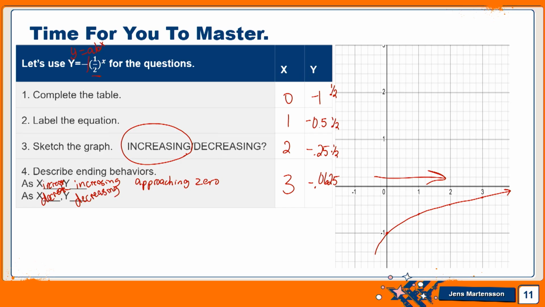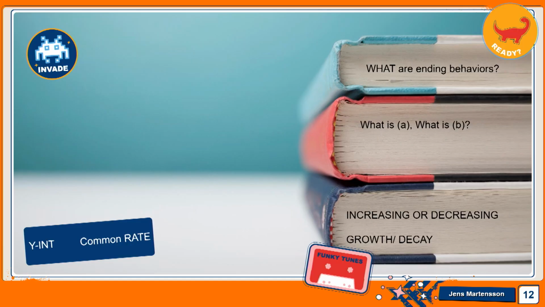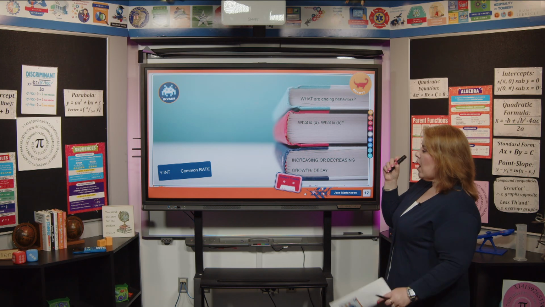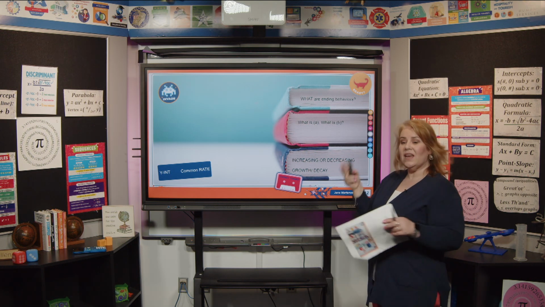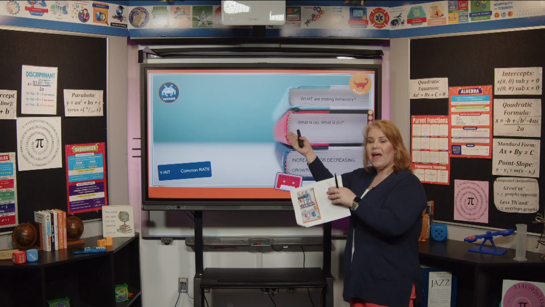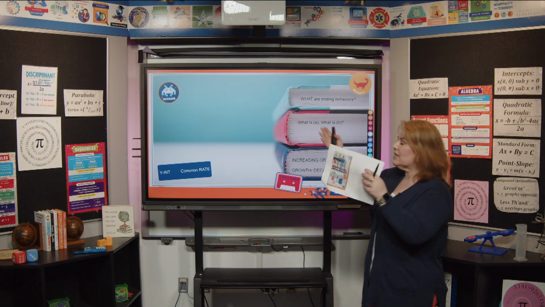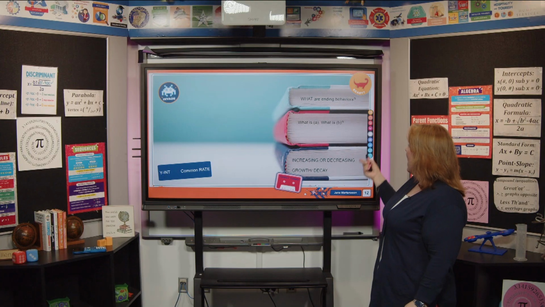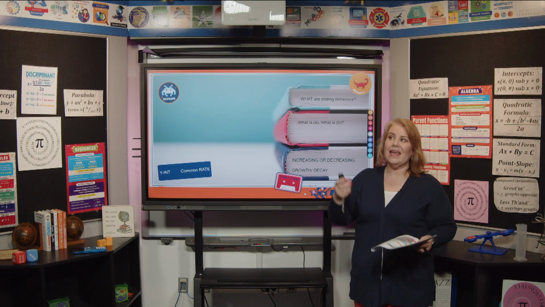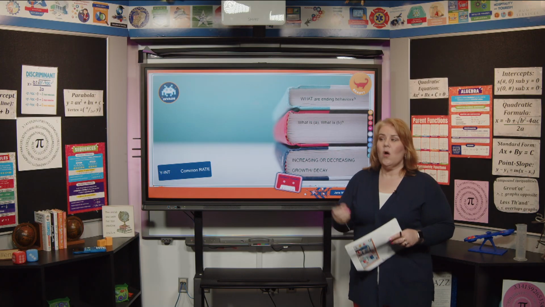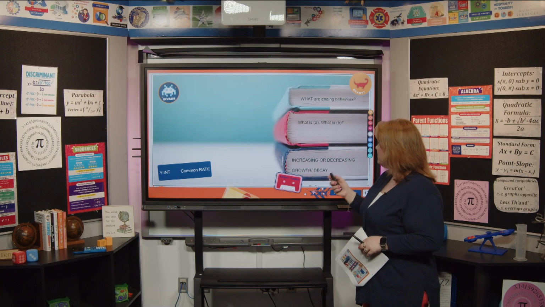Good job. So as my x's are getting bigger, so are my y's, but they're approaching 0. And as my x's are getting smaller, so are my y's. They are getting smaller and smaller. Good job. So some things that I don't want us to forget: what our y-intercept is and what our common ratio is. I don't want us to forget what our ending behaviors are. What's happening as my graph goes on and on and on? What's it looking like when it goes the other way? What my a is, what my b is, and what increasing and decreasing looks like, and what decay and growth look like. So we've looked at all of those in this lesson.